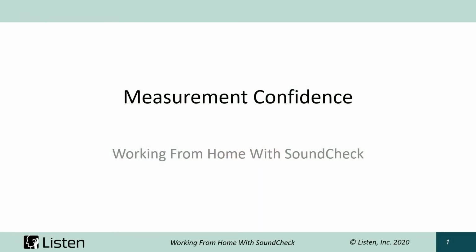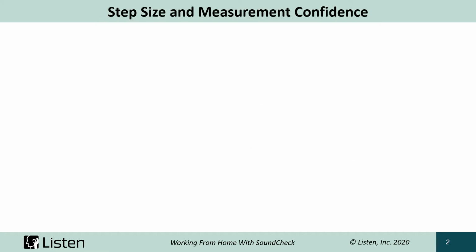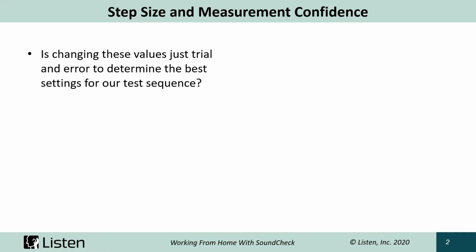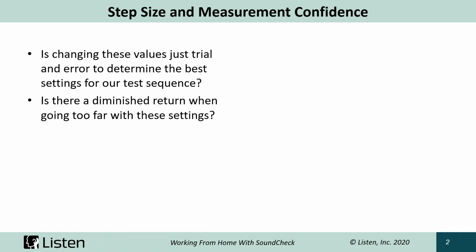If you've been following this Working From Home video series, you might recall the video that Devin Valancourt produced on sequence optimization. After that video was released, we received a few questions about optimization techniques for the step sine stimulus, particularly the step duration settings. Is changing these values just trial and error to determine the best settings for our test sequence? Is there a diminished return when going too far with these settings?